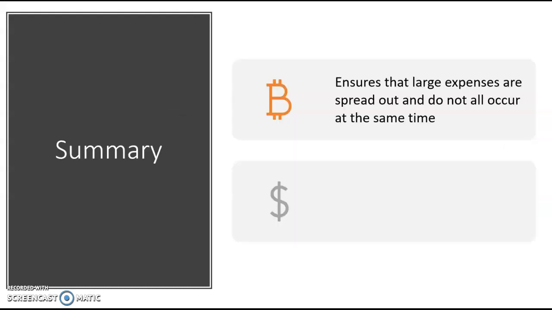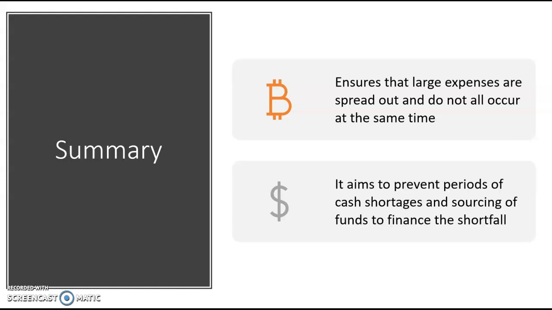So in summary, this strategy ensures that large expenses are spread out and do not all occur at the same time, which helps with our cash balance and prevents the business from falling into any periods of shortage. By preventing these periods of cash shortages, the business avoids having to source short-term funds to finance this shortfall, which can be very expensive and also increase the financial risk to the business.